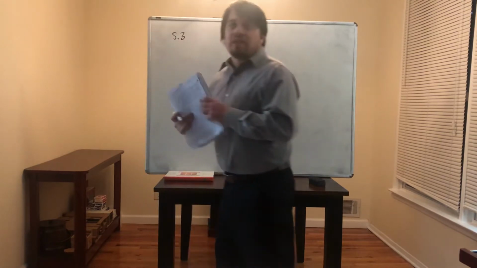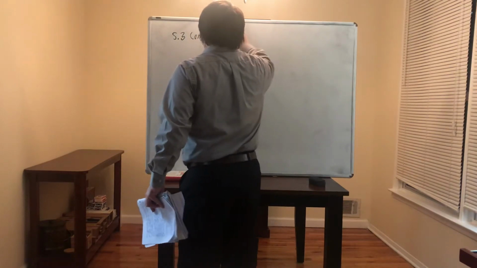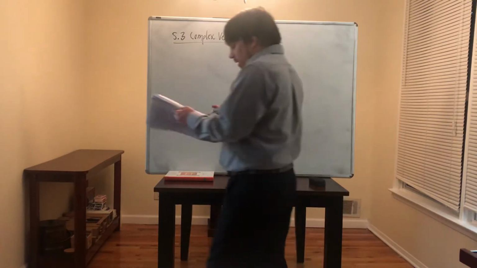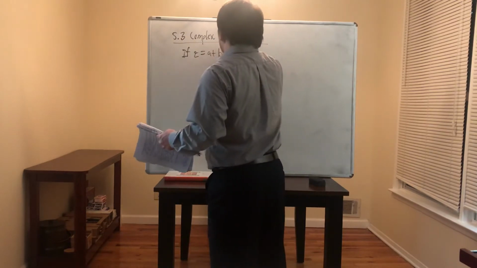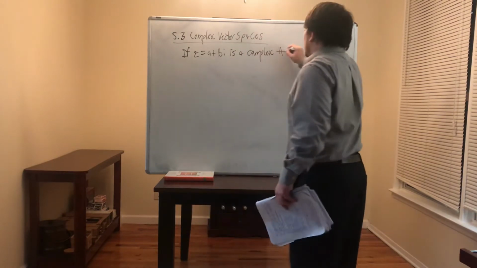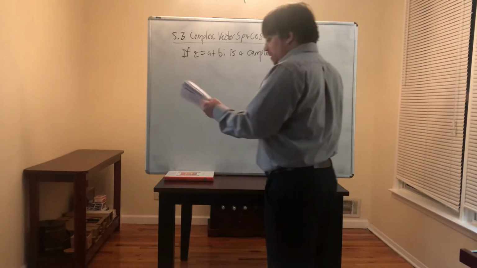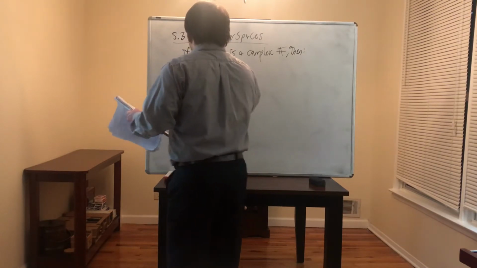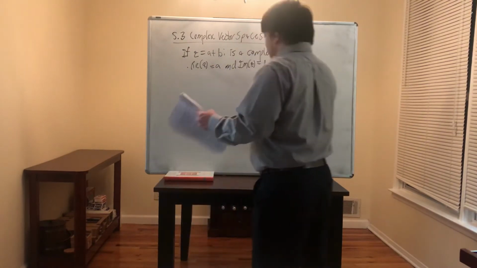Okay, so the next section is 5.3, and it's on complex vector spaces. First off, if we have a complex number z equals a plus bi, then the following are true. The real component of z is a, and the imaginary component of z is b.